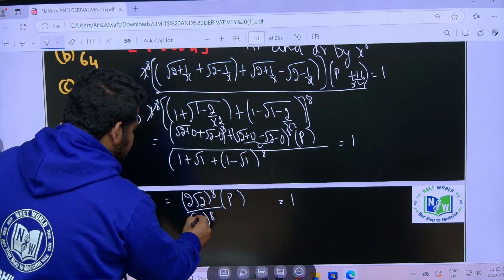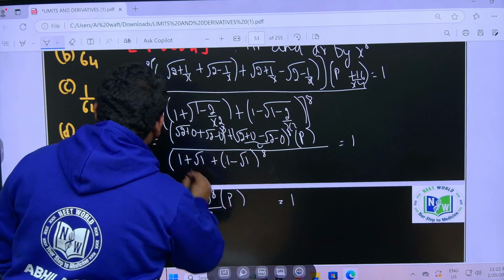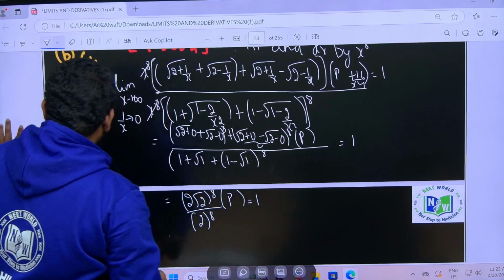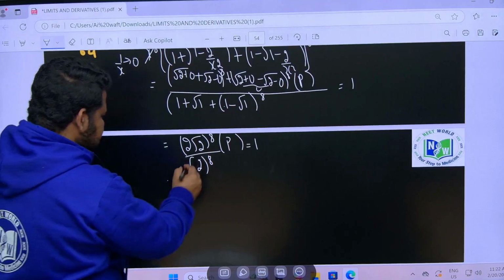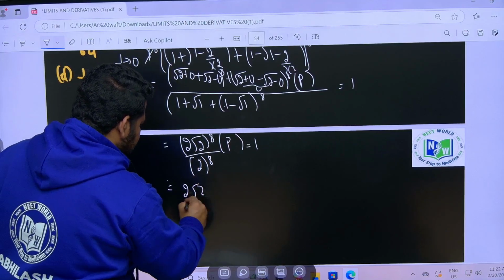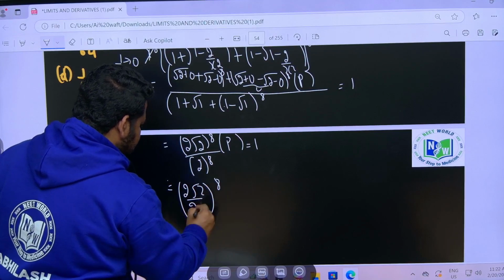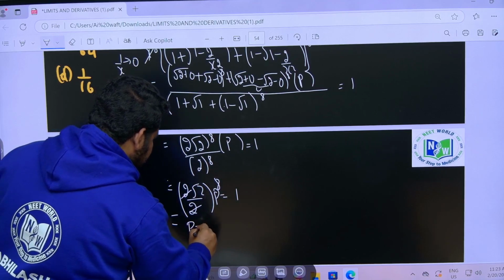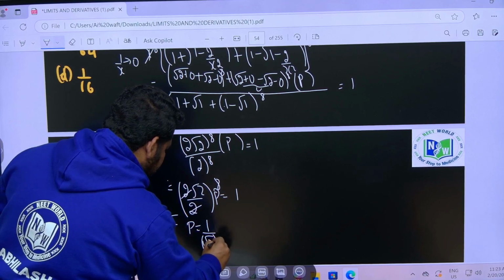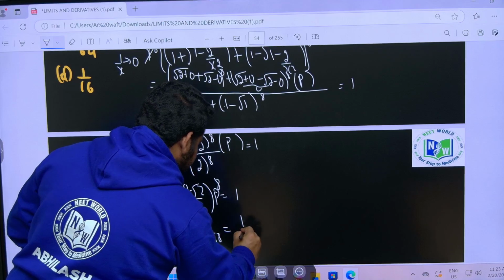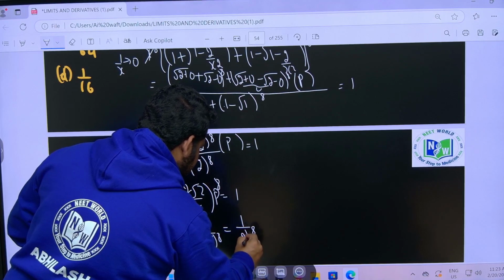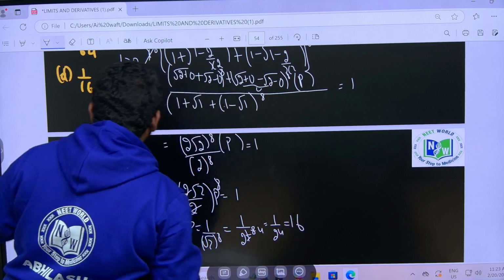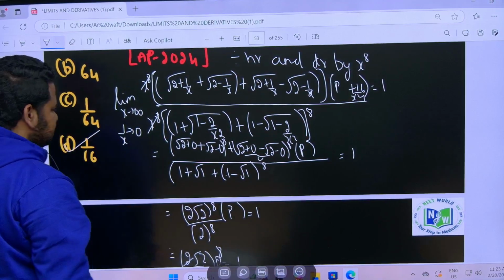So here 2 to the power of 8. Further I can simplify. I am writing steps so that you understand, otherwise we can solve it very fast. So this is 2 root 2 by 2 to the power of 8, 2 and 2 cancel, into p is equal to 1. So p will be equal to 1 by root 2 to the power of 8. Root 2 can be written as 2 to the power of 1 by 2, into 8, so 1 by 2 to the power of 4, that is 1 by 16. So friends, the answer for this question is 1 by 16.